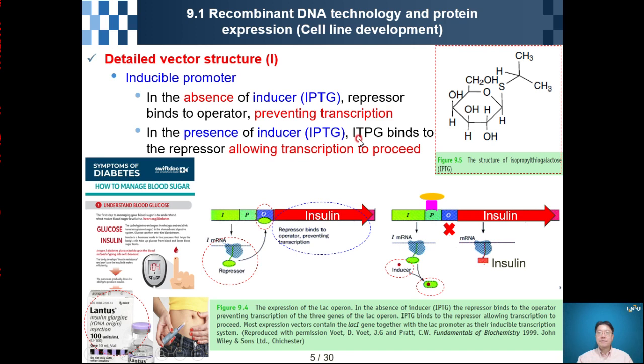So IPTG binds to the repressor, which means that the repressor cannot bind to the operator region. Several transcription factors can bind to the promoter region. After that, the insulin gene can be transcribed and finally translated.